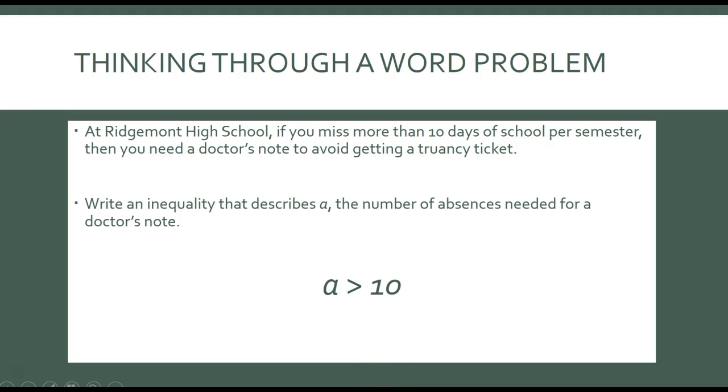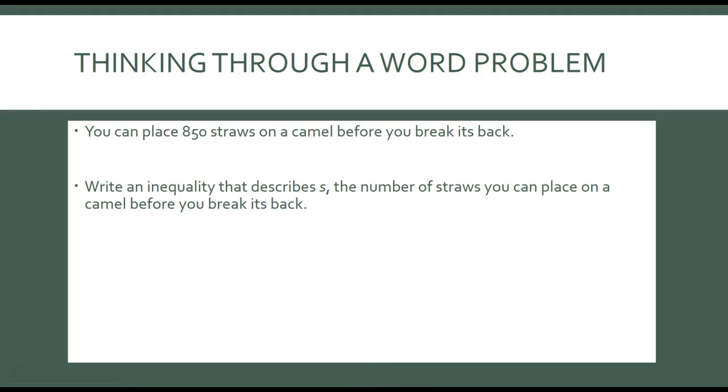Let's take a look at another example. You can place 850 straws on a camel before you break its back. And here we're going to write an inequality that describes S, which is the number of straws you can place on a camel before you break its back.